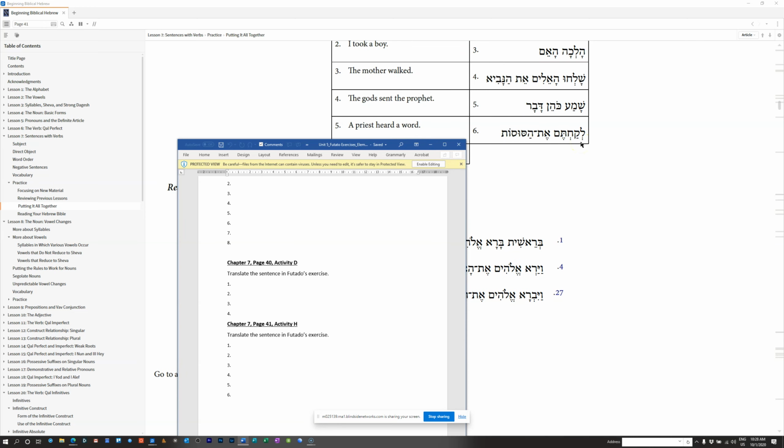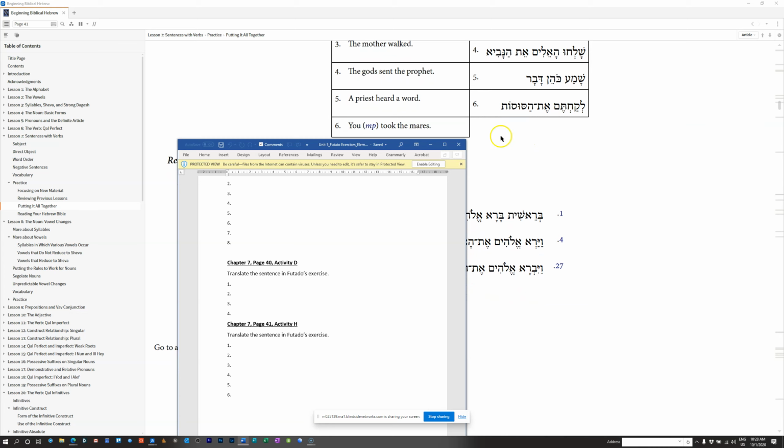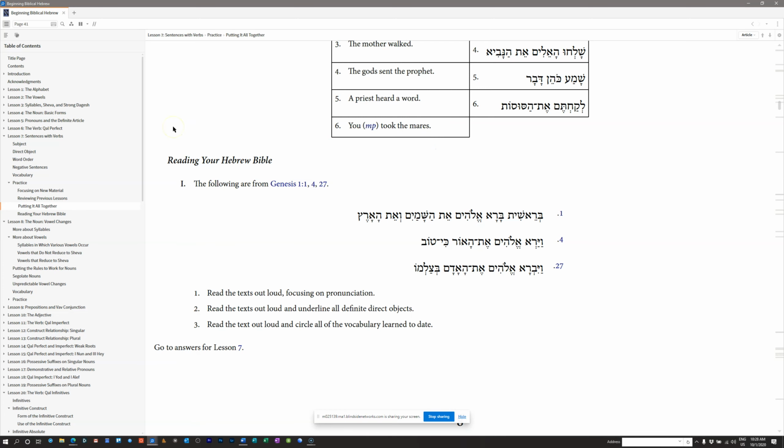And then finally, number 6, we have lekachtem et hasusot. So lekachtem, you caught or seized or captured or took what? The mares or the horses, feminine. You took the mares. There you go. All right, so that is all of the exercises from last week in lesson 7 here.